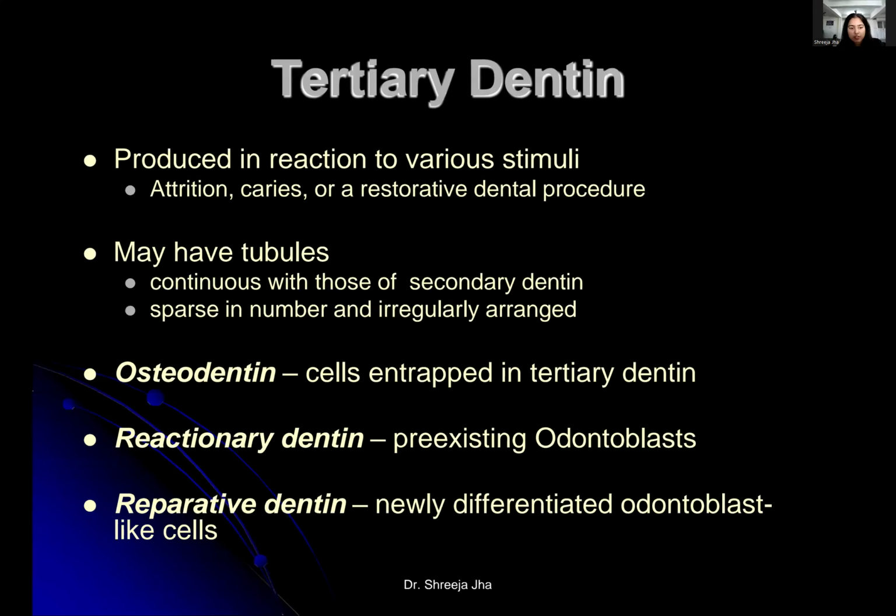Now, tertiary dentine. Tertiary dentine is always the stimuli type of dentine. It is produced in reaction to various stimuli. Stimuli like what? Attrition, caries, or a restorative dental procedure. It may have inactive tubules. What are the cells entrapped in tertiary dentine? They are the osteodentine cells. Reactionary dentine is formed by pre-existing odontoblasts, and reparative dentine by newly differentiated odontoblast-like cells.